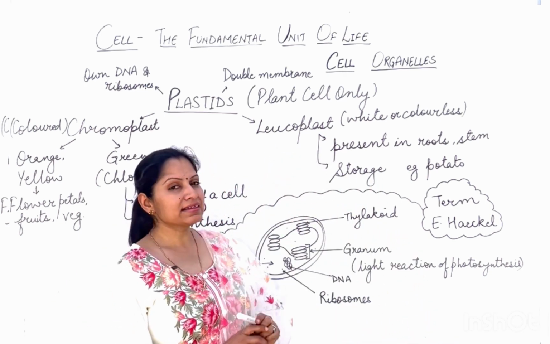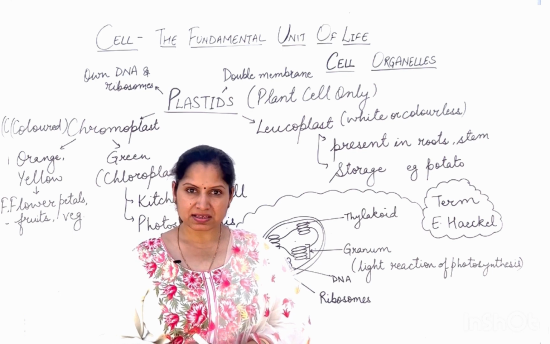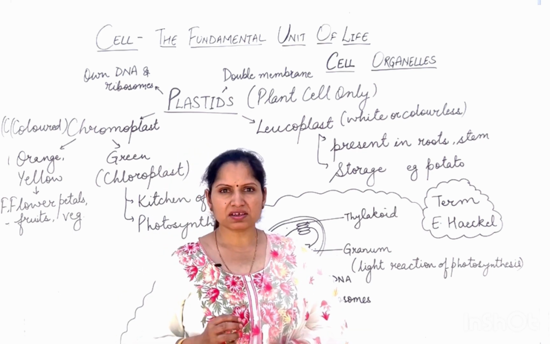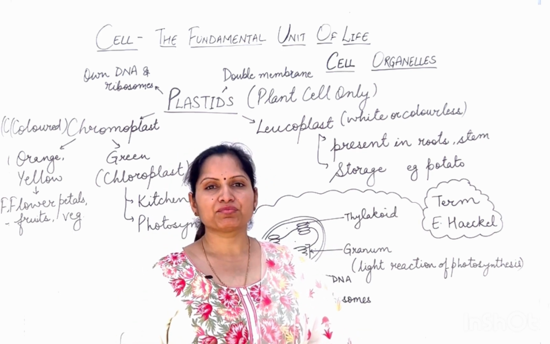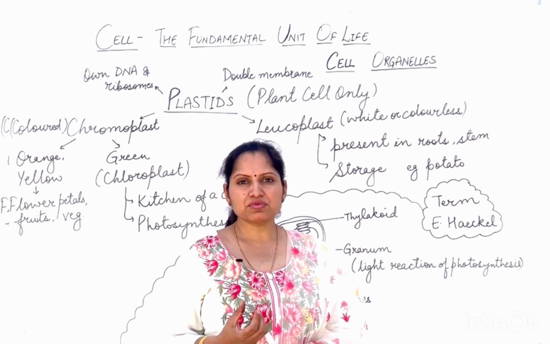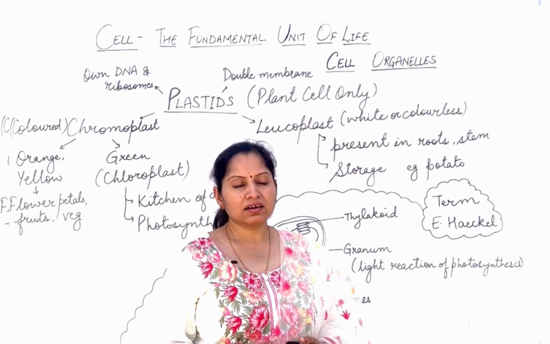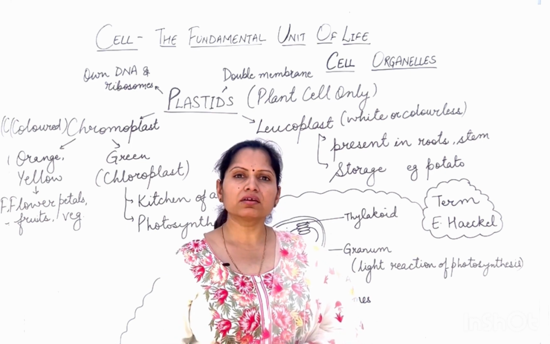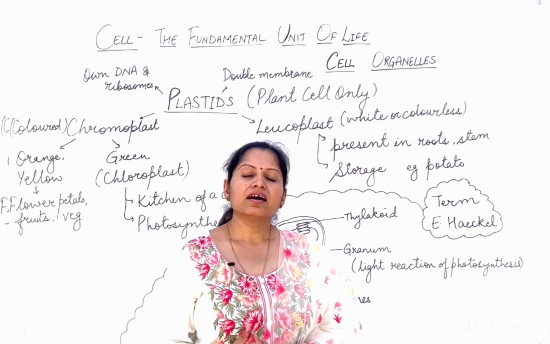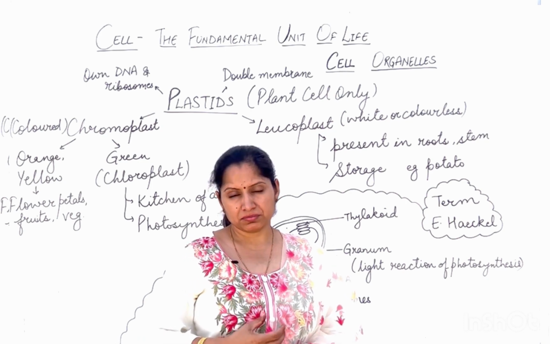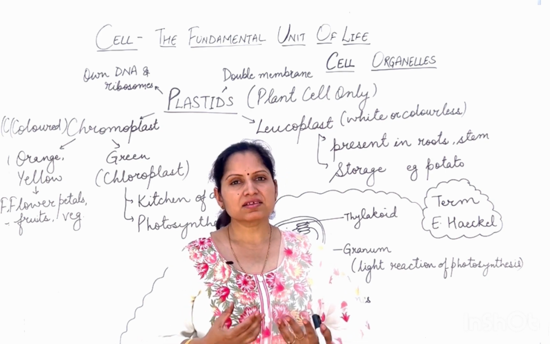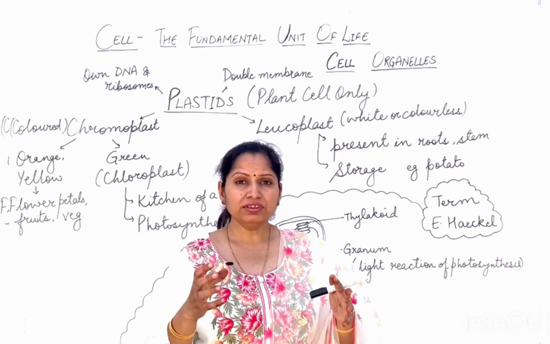Now if it's white in color, that is leucoplast, that is the colorless plastids. They are usually present in the roots and in the stem. In the roots sometimes, or in the stem, there are storage parts of the plants, like potatoes. Potatoes are a modified stem only. Apart from that, sweet potato, that is a modified root.